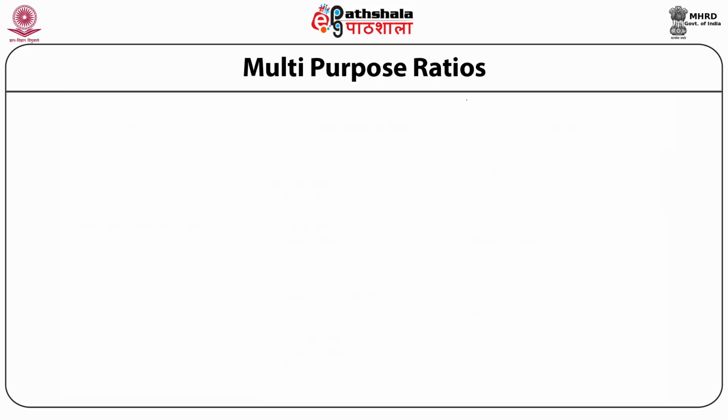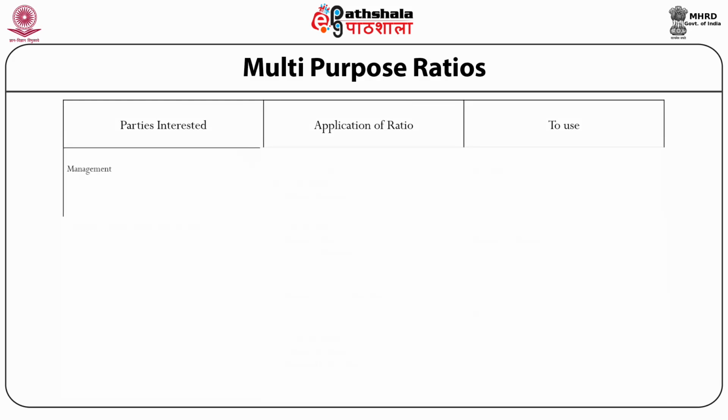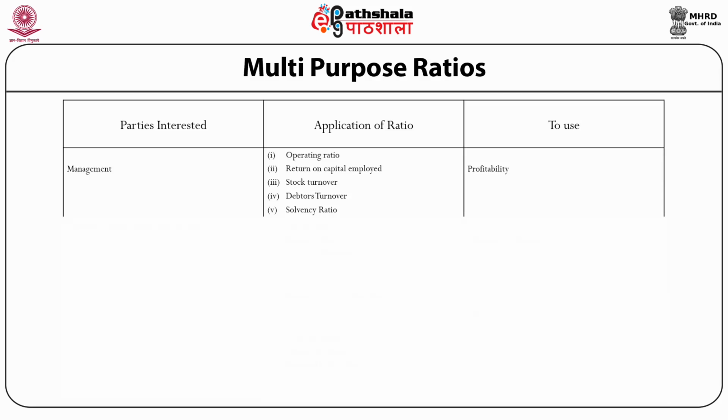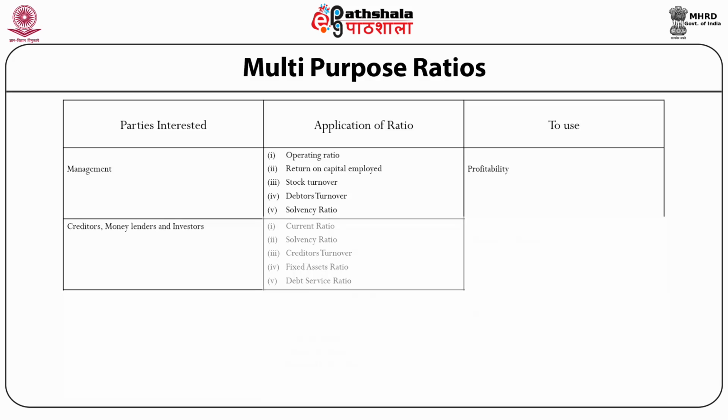Multi-purpose ratios. Parties interested: management. Management is interested to know operating ratio, return on capital employed, stock turnover ratio, debtors turnover ratio, solvency ratio, as it explains the profitability of the firm. Creditors, money lenders, and investors make use of current ratio, solvency ratio, creditor turnover ratio, fixed asset ratio, debt service ratio, as this explains liquidity or solvency of the firm.